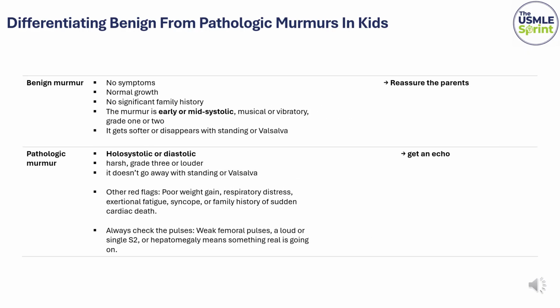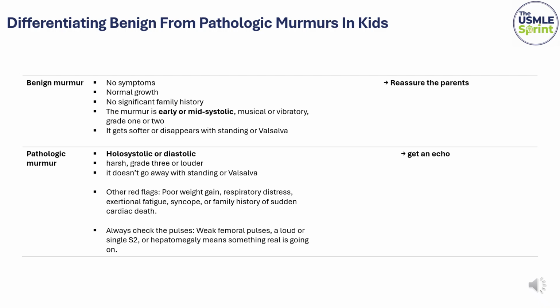Now, let's move on to one of the Step 2 favorites, differentiating benign from pathologic murmurs in kids. This is high yield not just for peds but for internal medicine reasoning too. A benign murmur means the patient has no symptoms, normal growth, and no significant family history. The murmur is early or mid-systolic, musical or vibratory, grade 1 or 2, and it gets softer or disappears with standing or Valsalva. A pathologic murmur, on the other hand, is holosystolic or diastolic, harsh, grade 3 or louder, and it doesn't go away with standing or Valsalva.